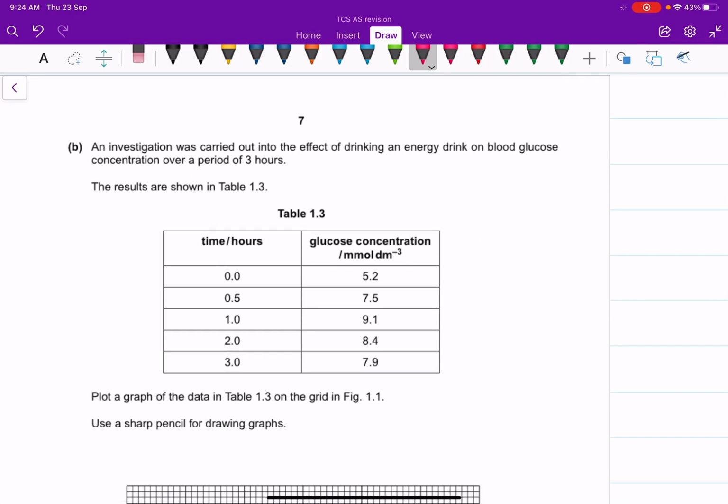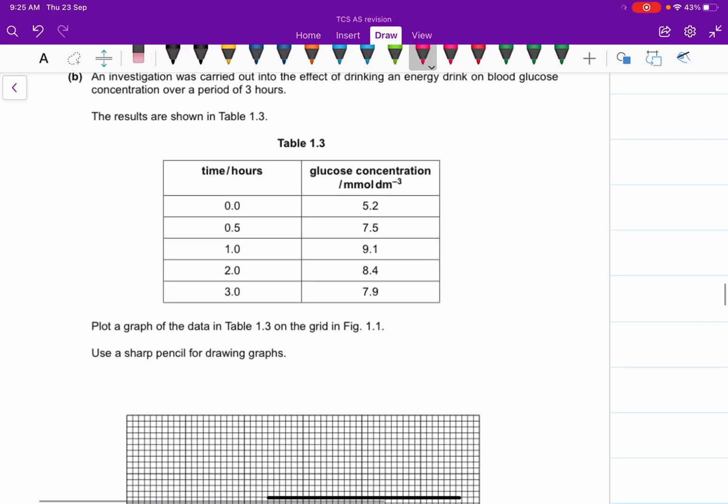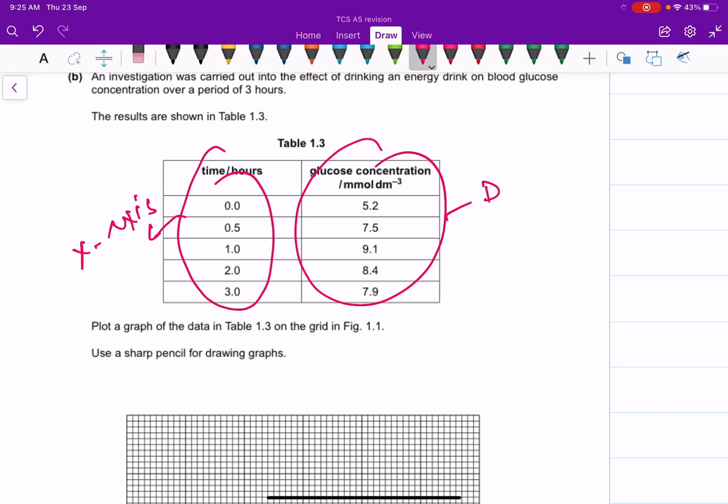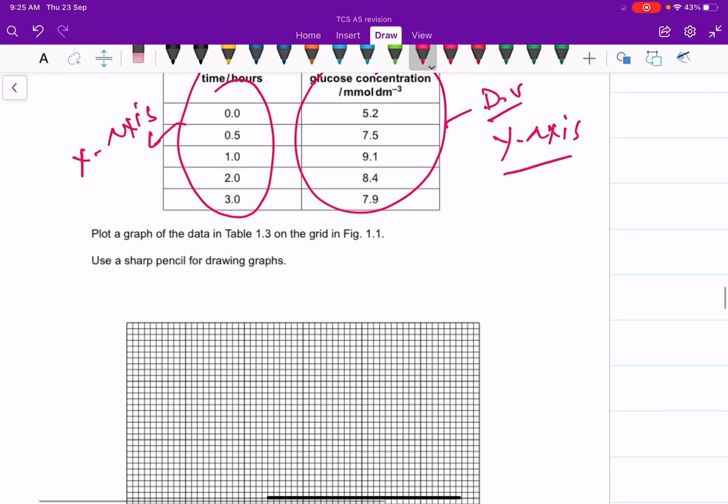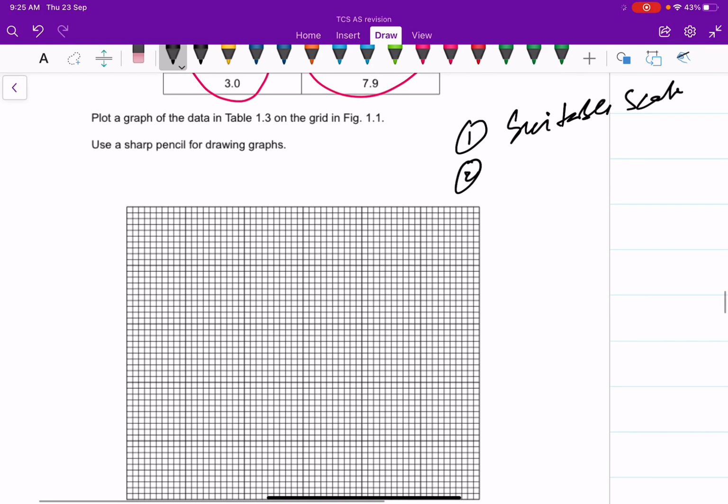Okay, an investigation was carried out into the effect of drinking an energy drink on blood glucose concentration over a period of 3 hours. The results are shown in table 1.3. This is an independent variable that should come on the x-axis, and this is the dependent variable that should come on the y-axis. Okay, so the first thing that you should do is decide a suitable scale, and the maximum area of the graph should have been covered in this case.